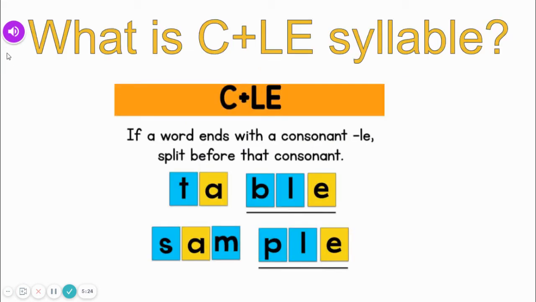What is a consonant plus LE syllable? If a word ends with a consonant and then LE, split before that consonant. Look at the word table. Say it, table. Notice that the last two letters are LE, and the letter before it is the consonant letter B, so we're going to split before the B. Table.